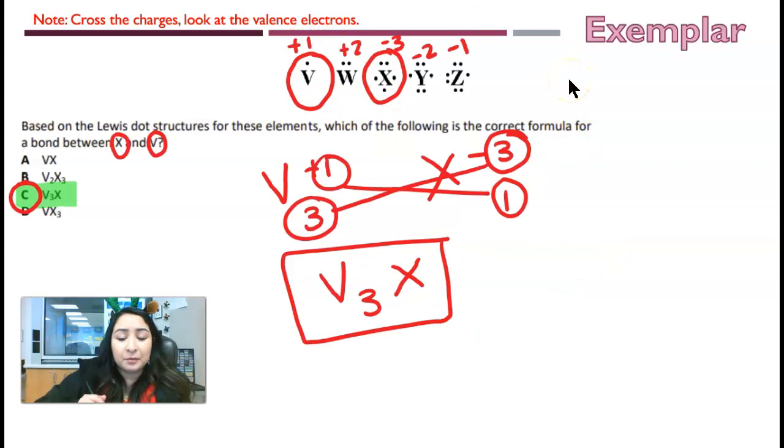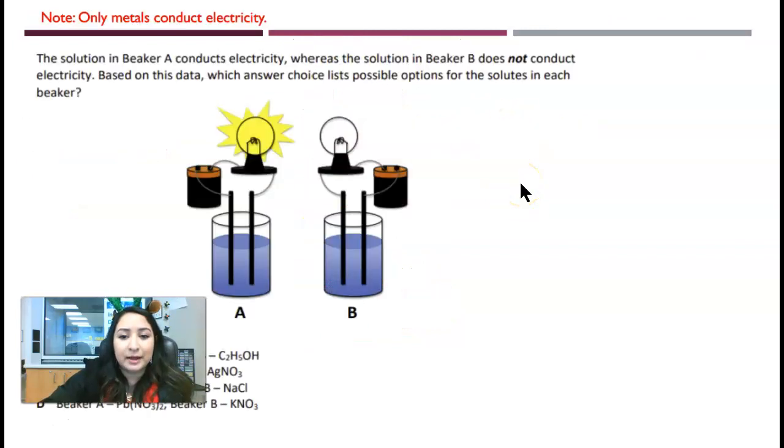This is also another way you can do it, by getting the charges and doing the crisscross method. V has a charge of +1. X has a -3. Crisscross, so you need a total of 3 V's and 1 X. All right, let's look at this next question.